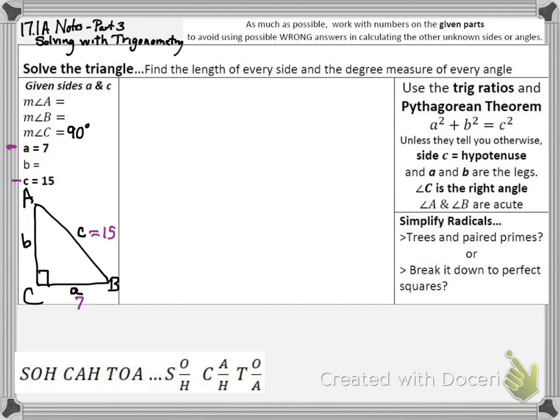I know that my 90-degree angle is at the C. We labeled that. But nobody told us any of these other angles. So we're going to have to deal with finding an angle, and we're going to have to find a missing side.